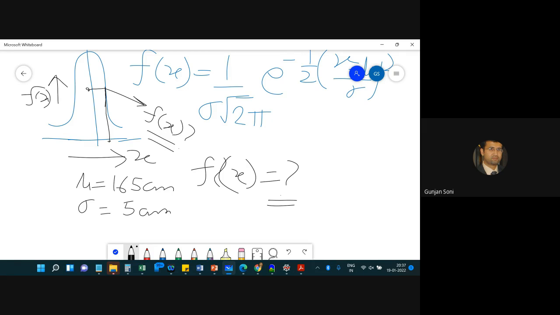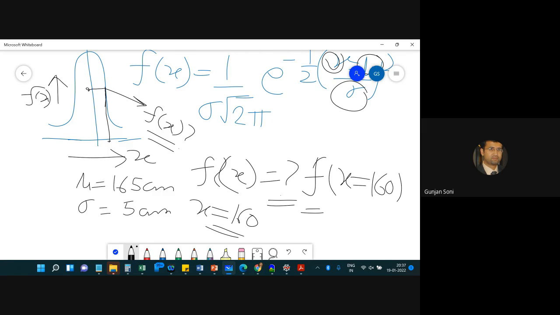Yes, you must be thinking, what is there? I can just substitute: mean I know, standard deviation I know, and x also I can know, for what value of x. What is the probability that a height is 160 centimeters? So I want to find out the probability of x equal to 160. I can simply substitute 160 here, mean mu here, sigma here, and get the value of f(x). Right or not? How many of you say we can? I'm also saying we can find out the value of f(x).